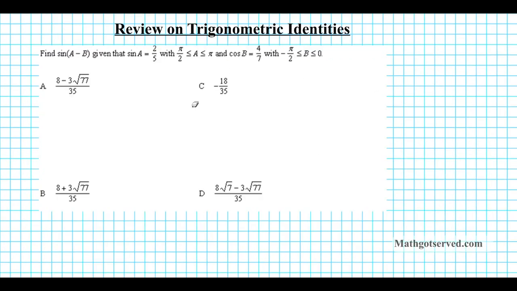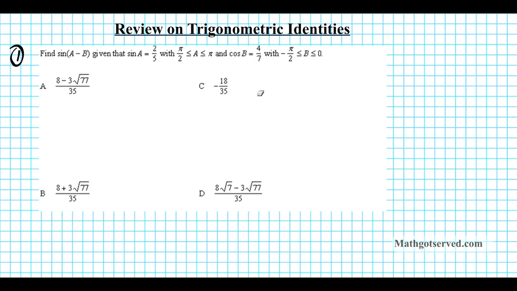Good day, students. In this part, we're going to be reviewing the trig identities. So let's take a look at question number 1. We're to find sine of A minus B, given that sine A is 2 over 5, with A between pi over 2 and pi, and cosine B is 4 over 7 with B between negative pi over 2 and 0.